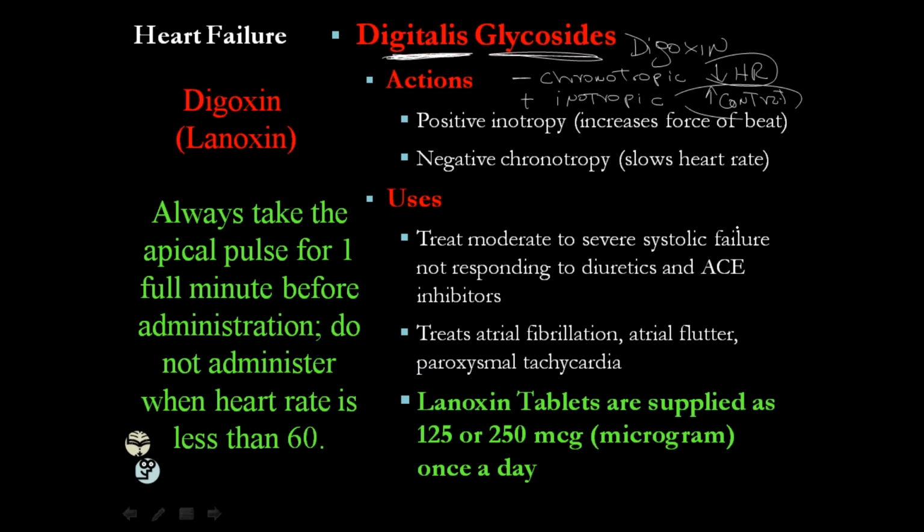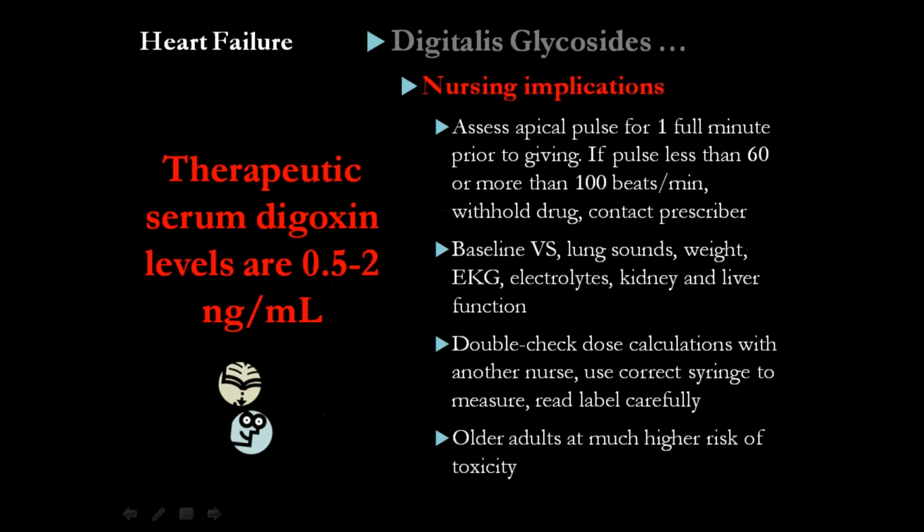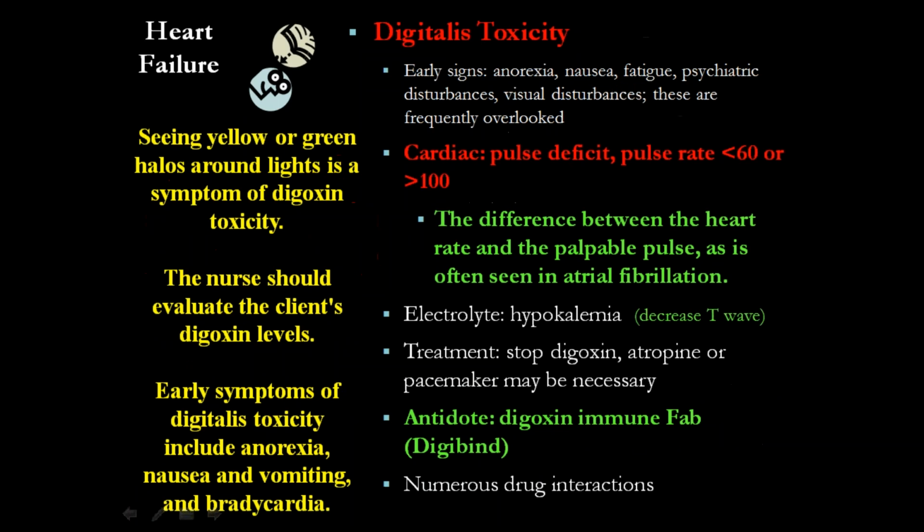Okay? All right, so first of all, we need to remember the side effects of the digoxin. First of all, the therapeutic digoxin level is 0.5 to 2 nanograms per milliliter. 0.5 to 2. So remember your magic 2. That is going to count.